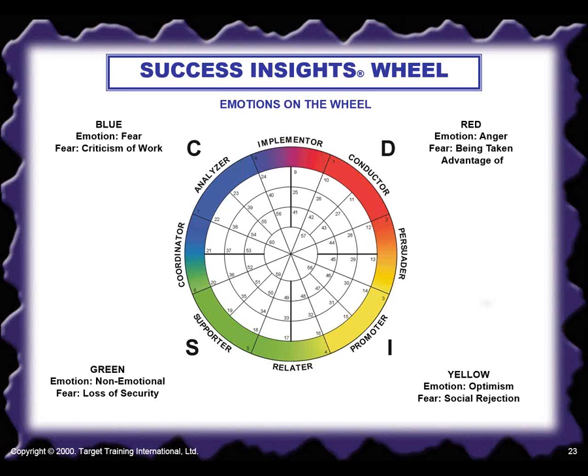I is yellow, fun, and the emotion is optimism. What they fear is social rejection. The opposite is they are looking for approval. S is steadiness. We are looking for the color green. They are not showing many emotions, and their fear is loss of security. Will it work? Will it not work? They have some sense of anxiety about that.